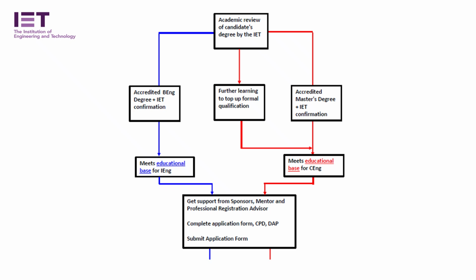You're also expected to complete your application form using the UK-SPEC and prepare your development report, so your development action plan, and also your continued personal development. So provide a history of what you've done in the past. Once you've compiled all the relevant information, you can have your sponsors, mentors, and professional registration advisor review your application form before you submit it to the IET.